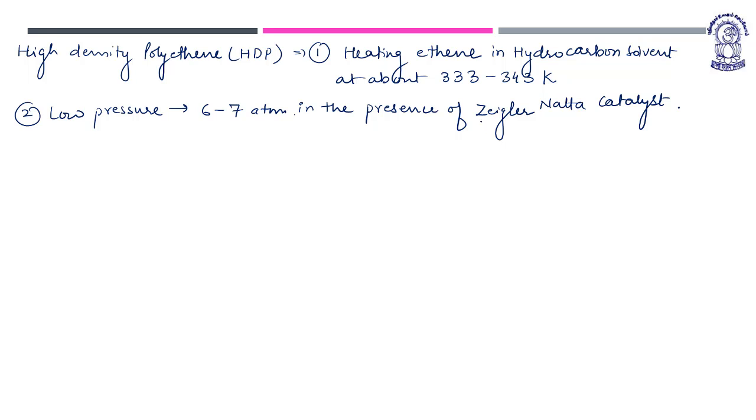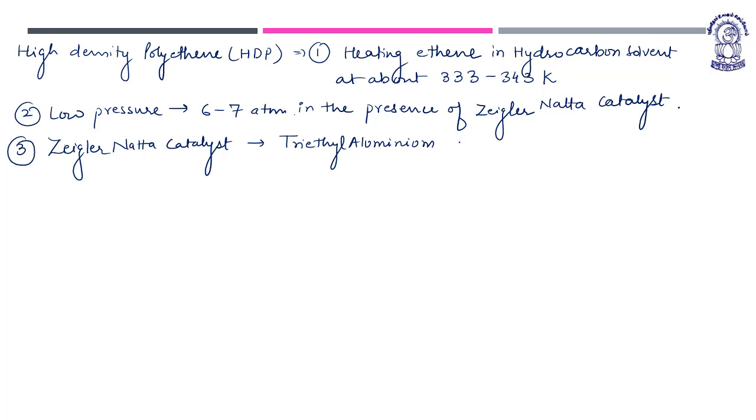Ziegler-Natta catalyst is basically a mixture of triethyl aluminum plus titanium tetrachloride, TiCl4.